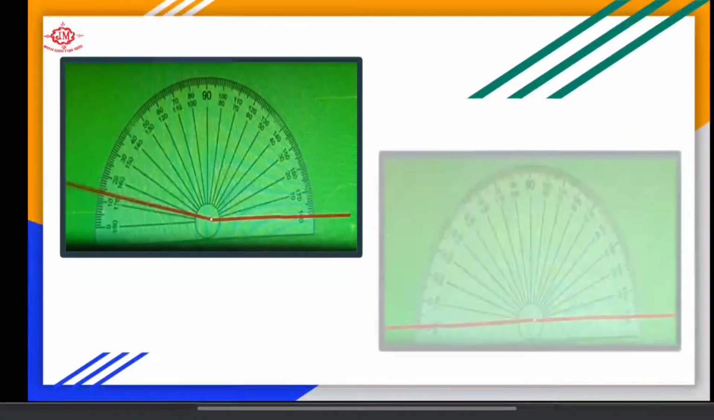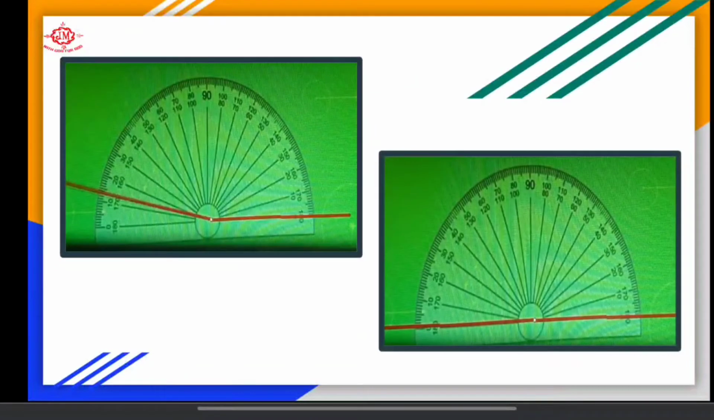Here we can see that the angle is almost 170 degrees. So it is an obtuse angle. And here the angle measures exactly 180 degrees. So we know that it is a straight angle.